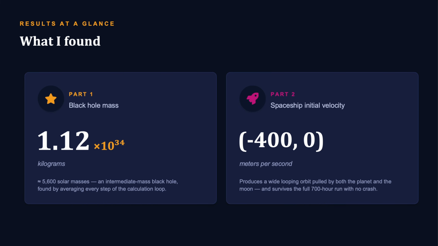Here's a quick preview. In part 1, the black hole came out to about 1.2 times 10 to the 34th kilograms, around 5,600 solar masses. In part 2, a ship velocity of negative 400 gave a stable orbit that ran the full 700 hours.